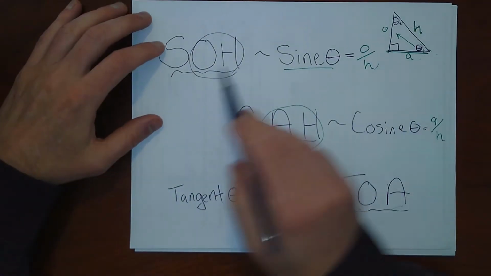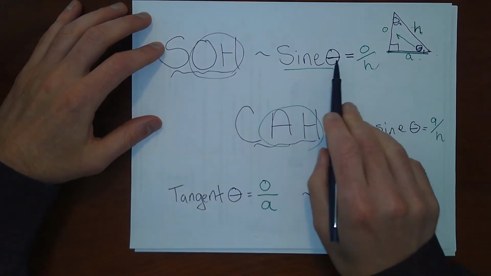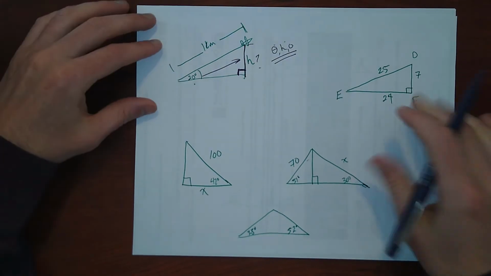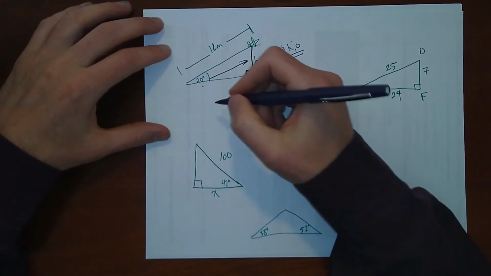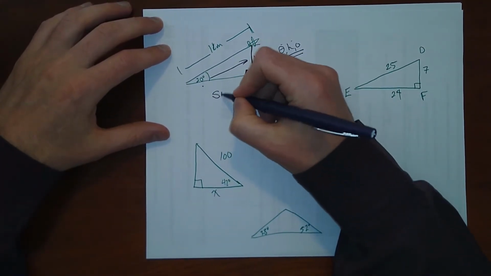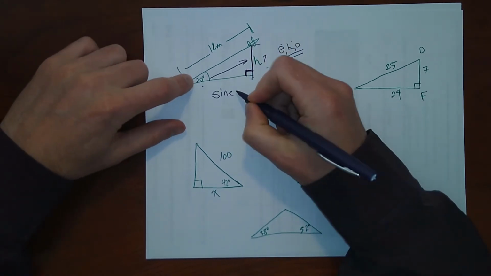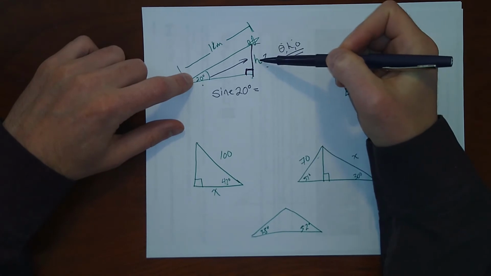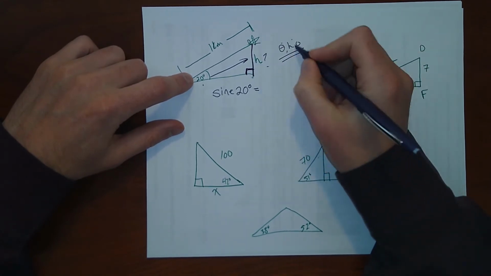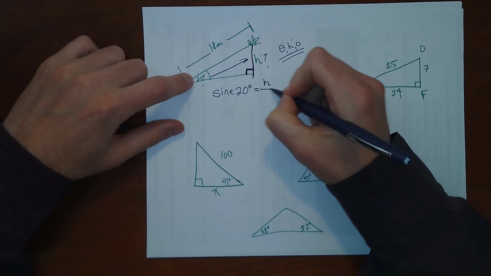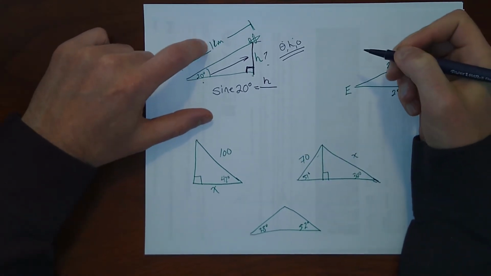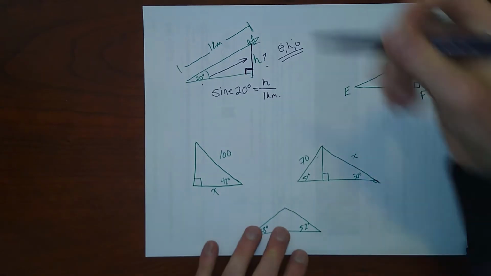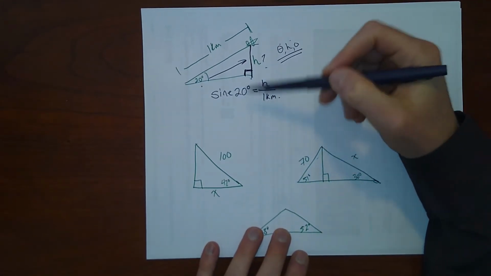Okay, and that is the sine. The sine is the opposite over the hypotenuse. So that's the trig function that I want to use here. So I just say the sine of theta, in this case theta is 20, is equal to the opposite side length over the hypotenuse. And here the opposite side is this variable h, its length, and the hypotenuse is 1 kilometer.